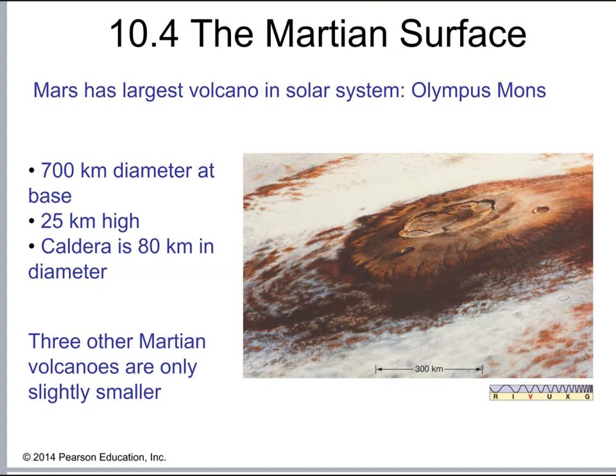Now, this is the Olympus Mons volcano that we talked about. It's the largest volcano in our solar system. One of the things that's interesting is that it doesn't look like a typical volcano. It's so big in diameter. From one side to the other, it's actually 700 kilometers across, and it's 25 kilometers high.